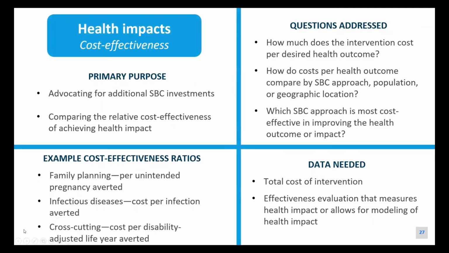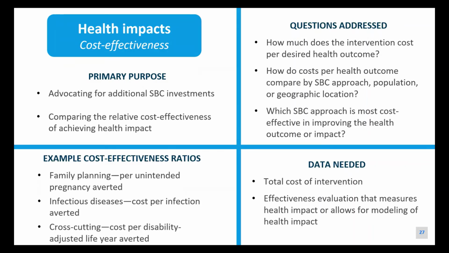So now we have the denominators of health outcomes or impacts, and these are what really generate our cost effectiveness analyses. And again, these are very useful for advocating for additional SBC investments, particularly across health areas and intervention types, since one can use these results to compare the relative cost effectiveness of different approaches to achieving health impacts. Example cost effectiveness ratios include the cost per unintended pregnancy averted for family planning, the cost per infection averted for SBC interventions focused on malaria, HIV, and other infectious diseases.